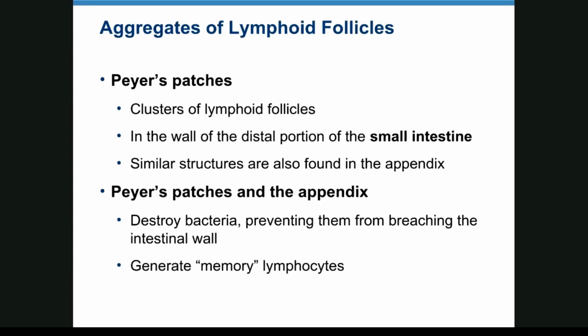Okay, aggregates of lymphatic follicles, Peyer's patches, are little small follicles in the walls of the small intestines, and a lot of these are in the appendix. So the appendix actually does have some use. It's part of your immune system. And Peyer's patches in the appendix are thought to generate memory lymphocytes. So if you have germs they've seen before, then they know them next time and can have a better response.